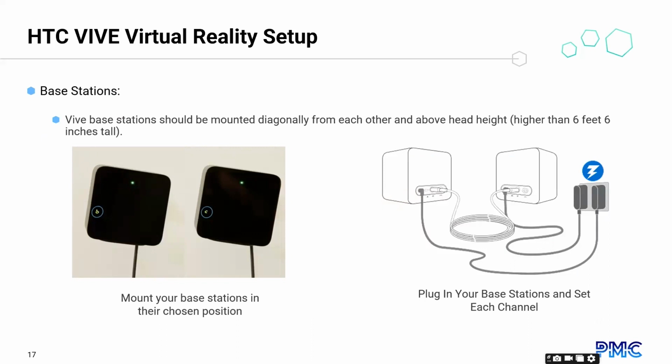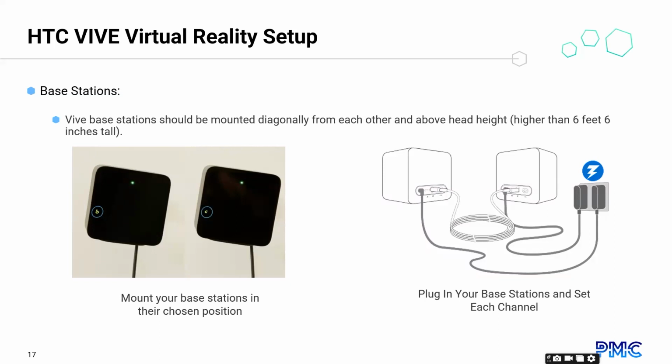So here we have the base stations, and how to install them. They must be mounted diagonally from each other and above head height, so higher than 6 feet and 6 inches tall, for example. We need to mount the base stations in the chosen position, and we need to plug in the base stations and set each channel.